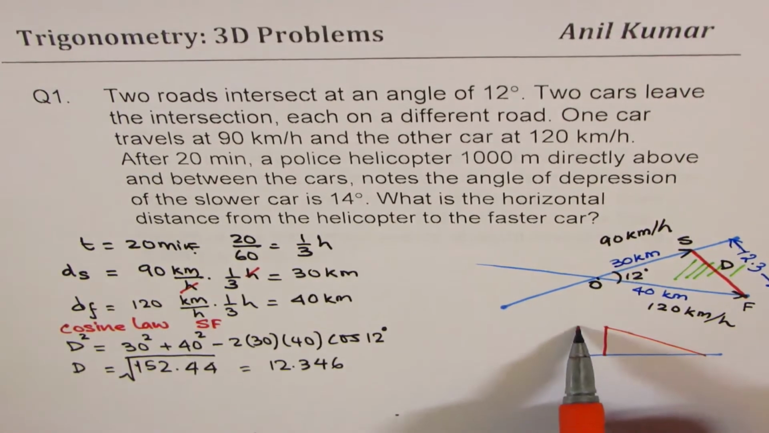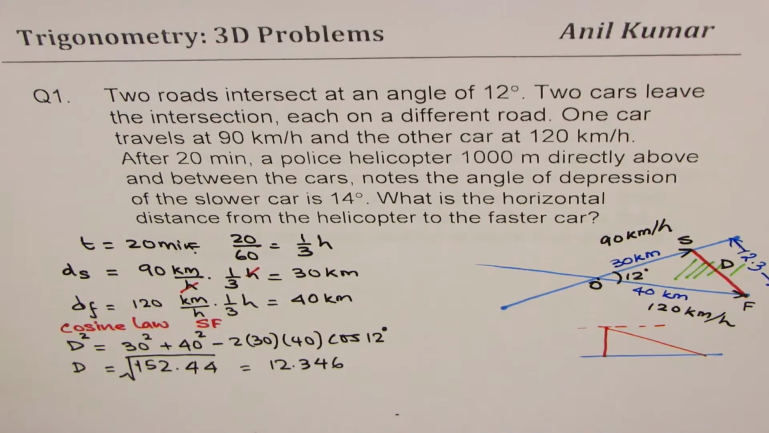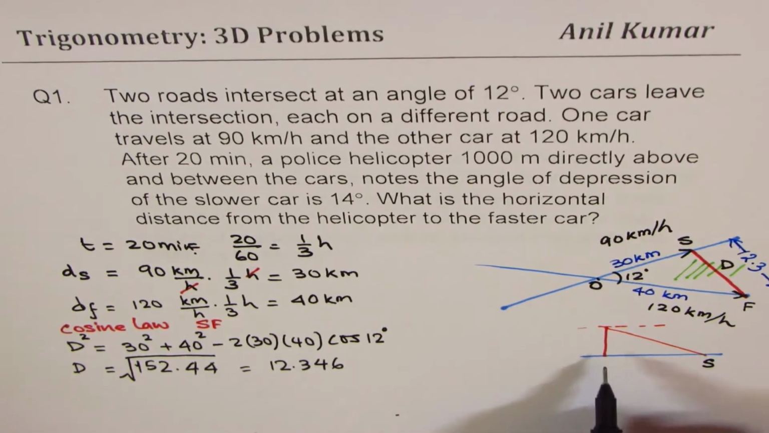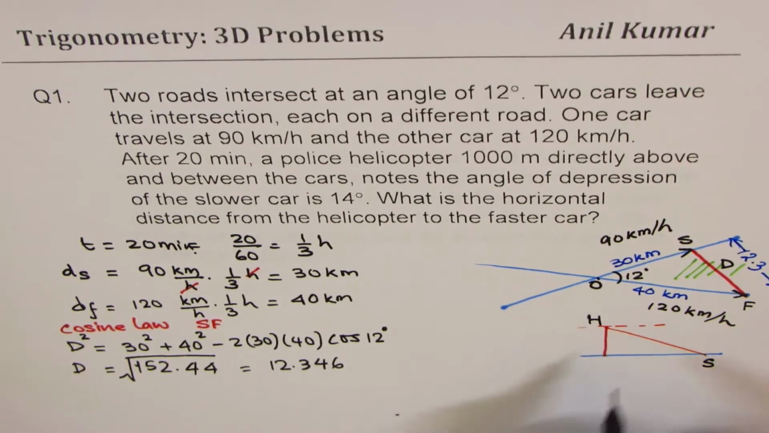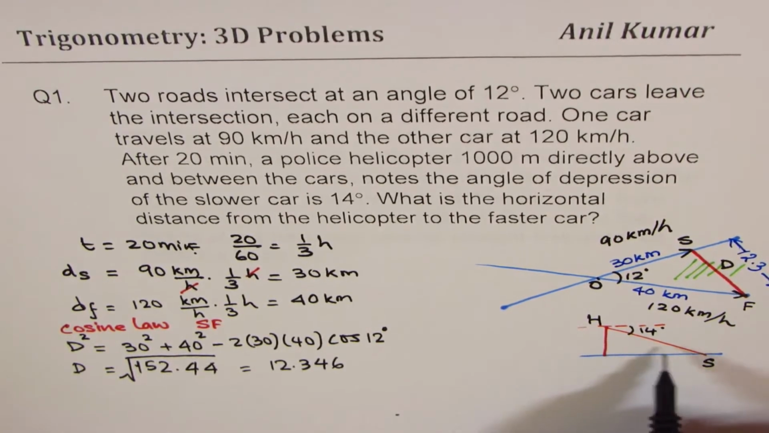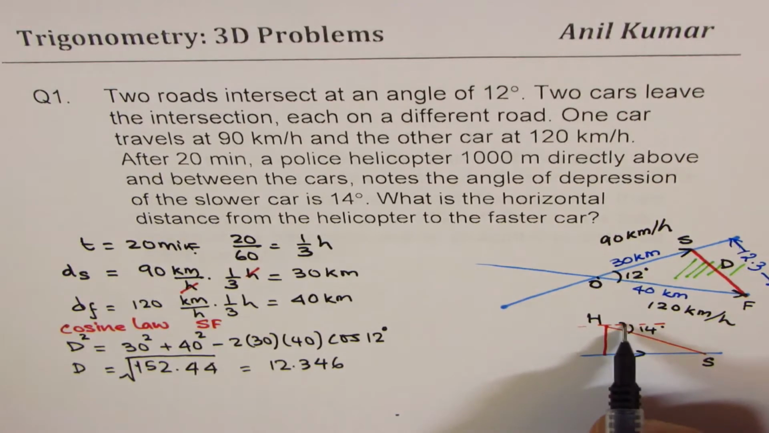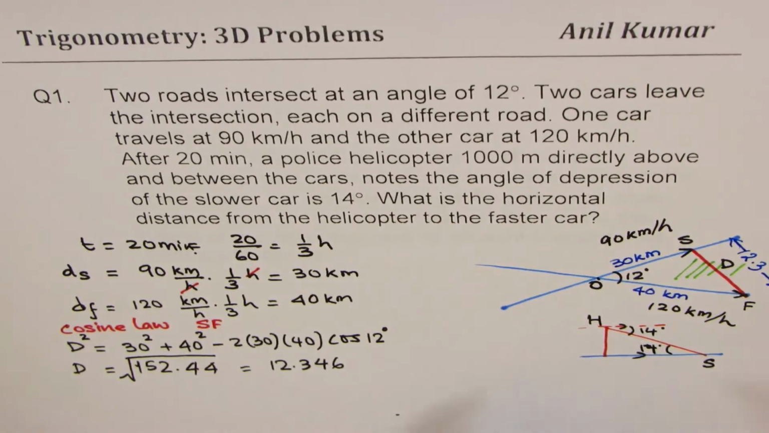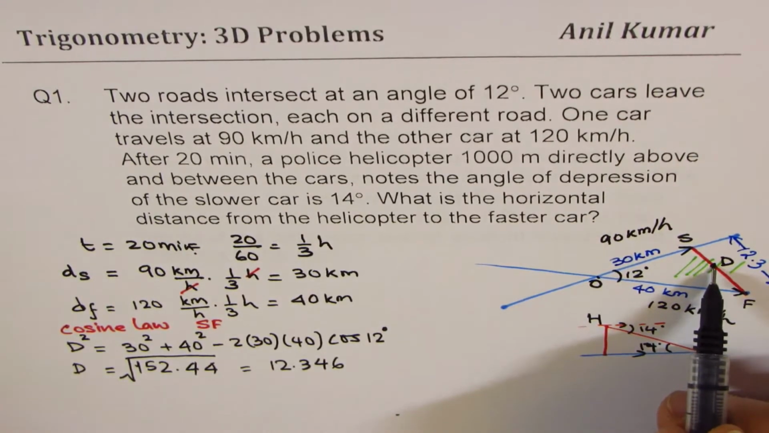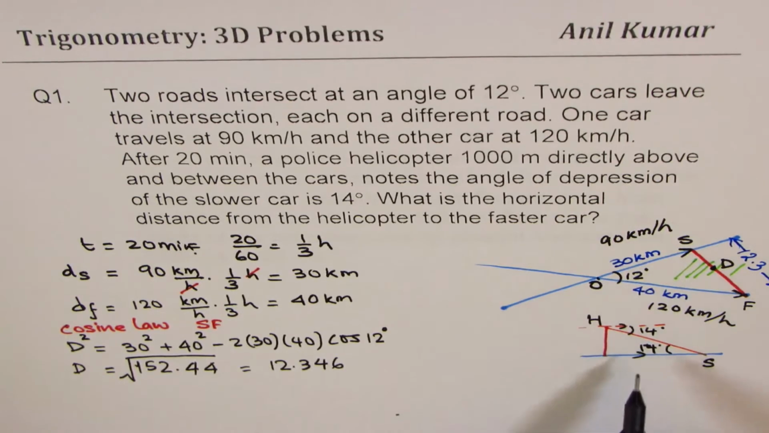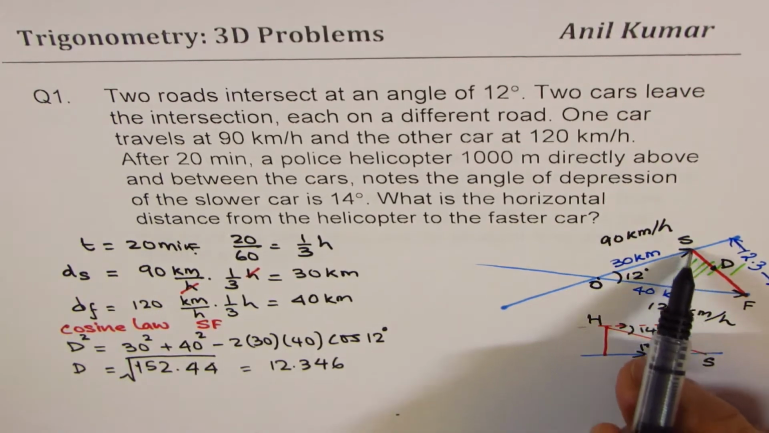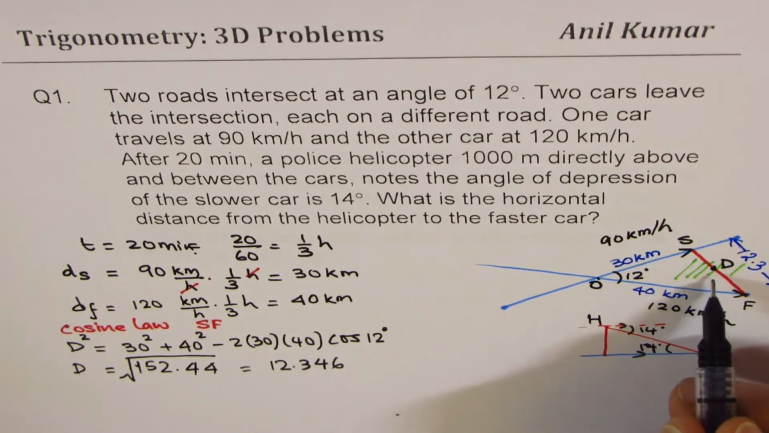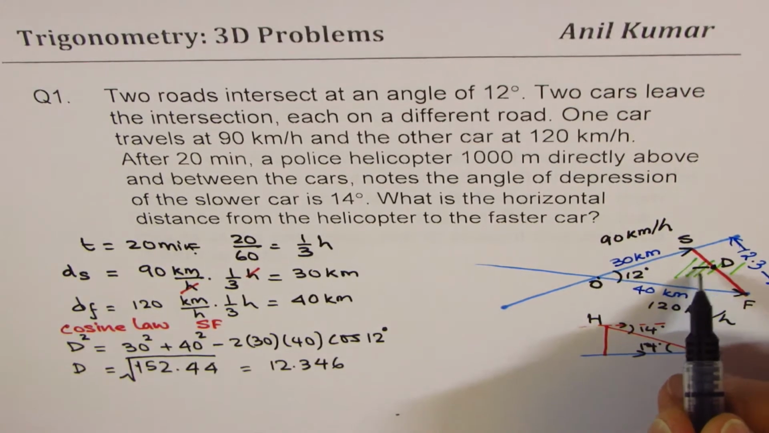So what we clearly see here is that from the car, that is this point S, the slower car, this is the helicopter here, H, and this angle here is 14 degrees, right? That means this is horizontal, this is also horizontal, so that has to be 14 degrees. Okay? So somewhere here the helicopter is there, on the top. We can find the distance between D and, let me call this point T, okay?